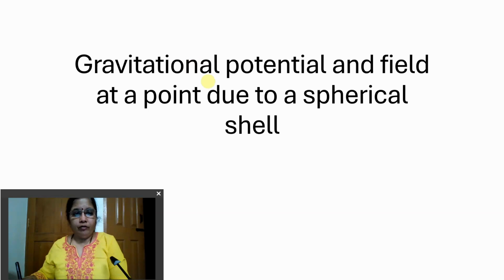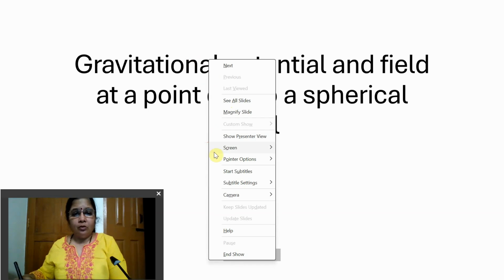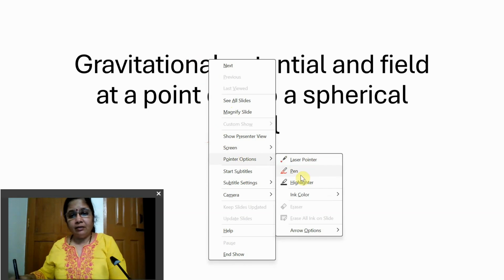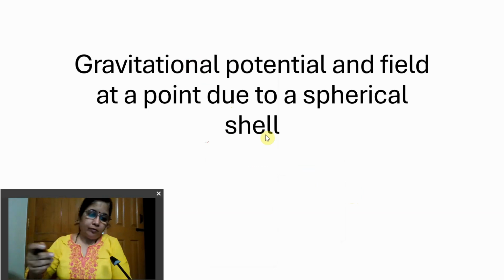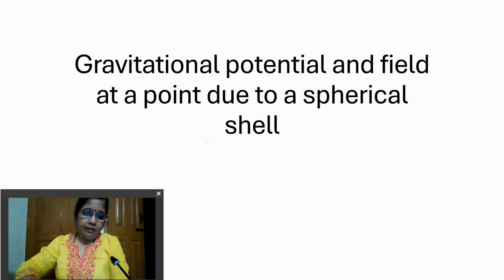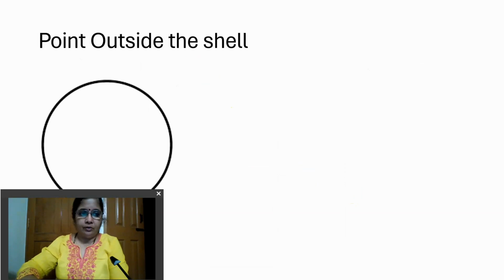So this is a video about gravitational potential and field at a point due to a spherical shell. We will be seeing three different cases here. We will start with potential for a point outside the shell, then we'll go to on the shell, and then we'll go to inside the shell. So let us now start.